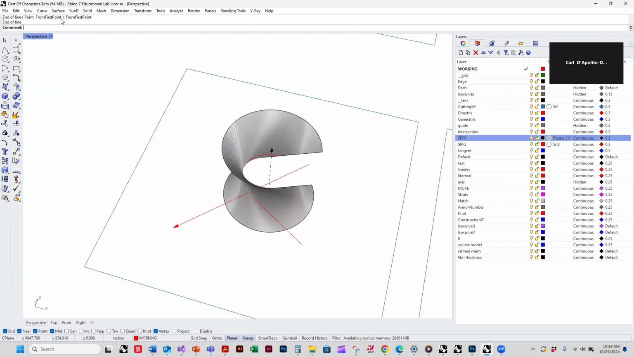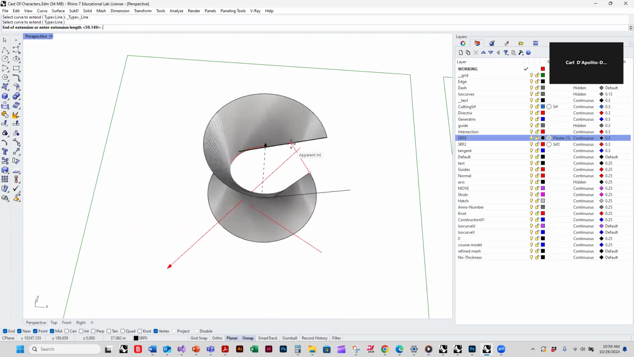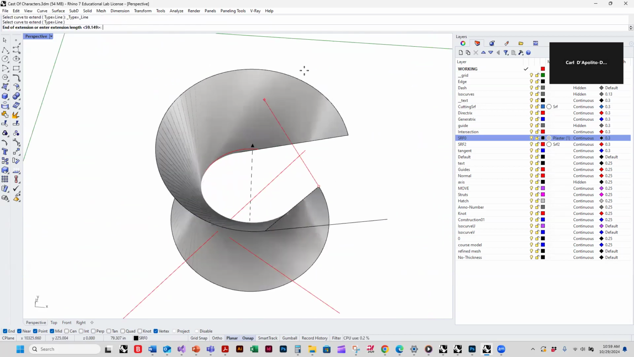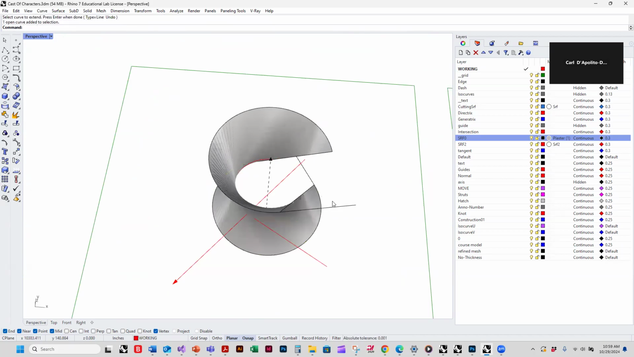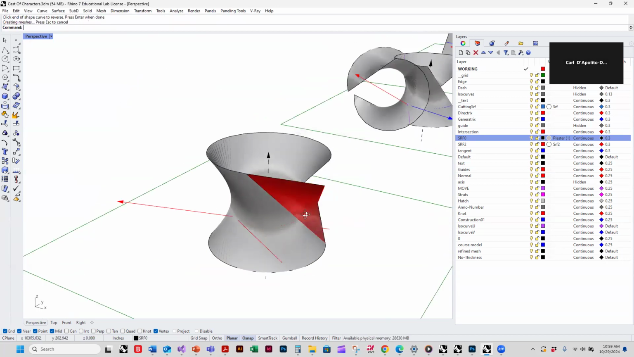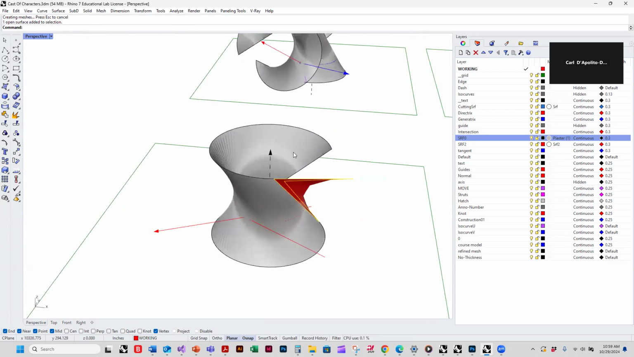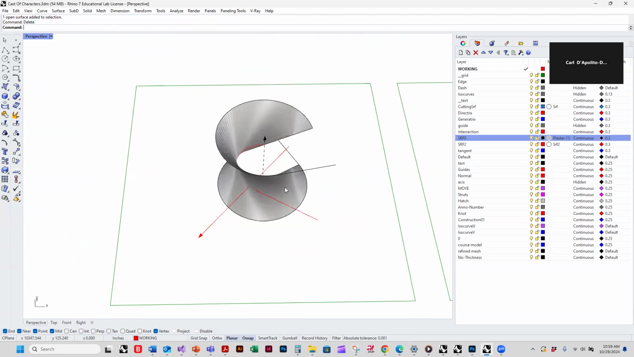And if I extend these edges, extend curve by line, extend curve by line, and I explode and loft these two together the right way, it'll make a hyperbolic paraboloid, which is tangent to them. Now that's only tangent, it's not truly continuous.